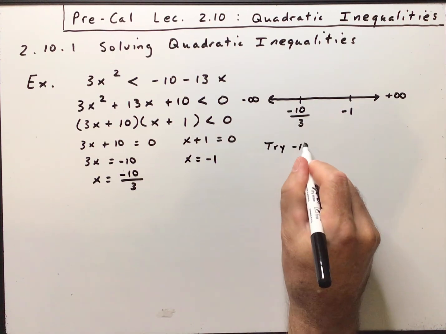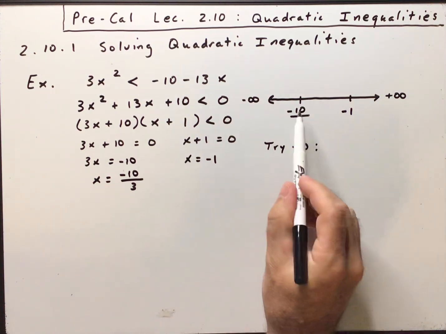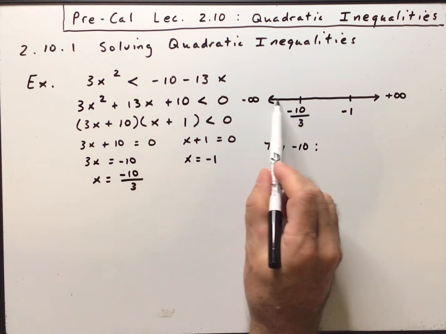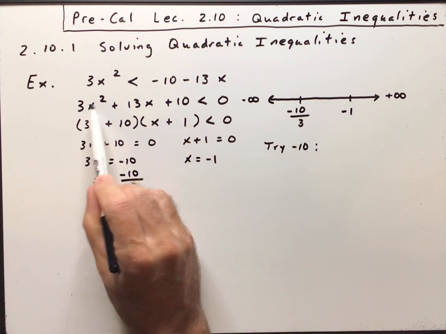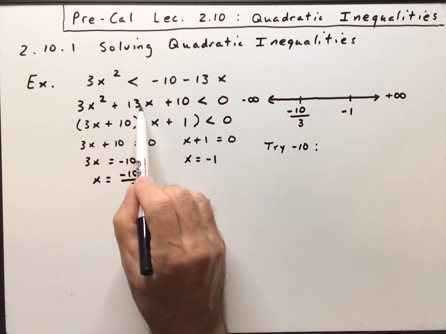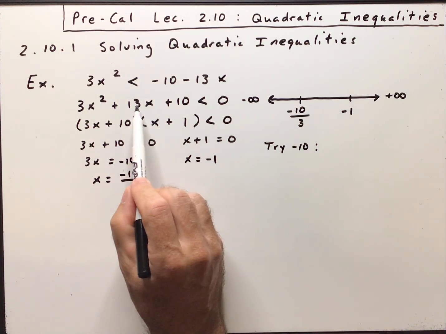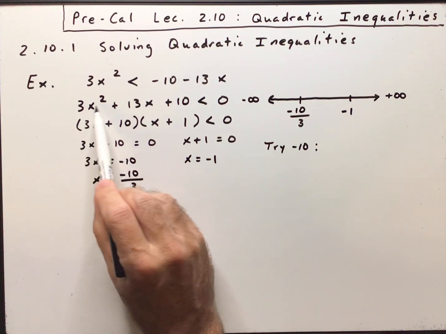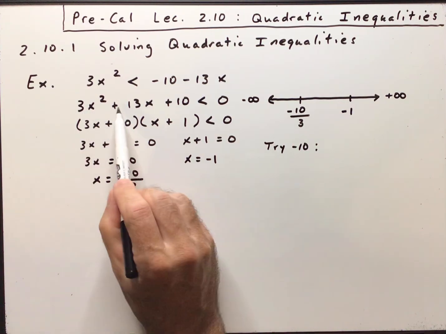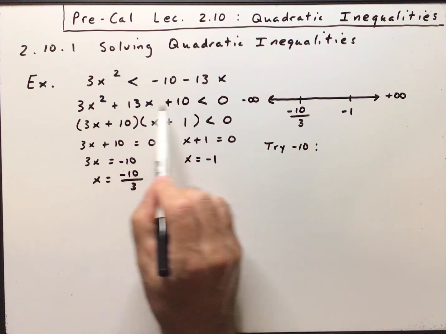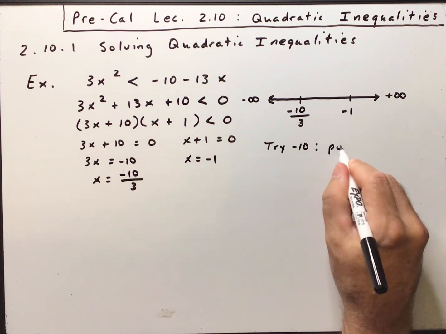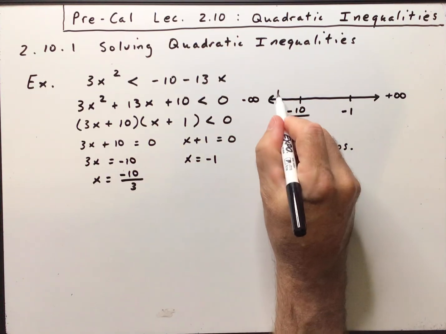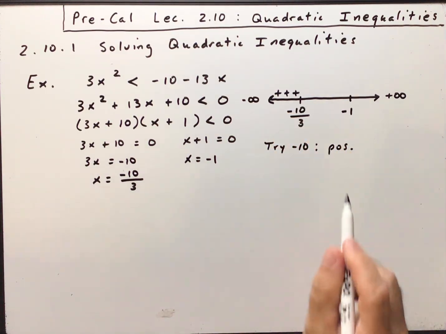Let's try, I'll go ahead and write this down. Try negative 10 into the original equation. That's on this side of negative 10 thirds. Okay, so that's going to be 3 times 100, 300. Negative 10 squared is 100. Minus 130, right? So 300 minus 130 plus 10. So that's going to be positive. But go ahead and put it in your calculator if you don't like doing math in your head.